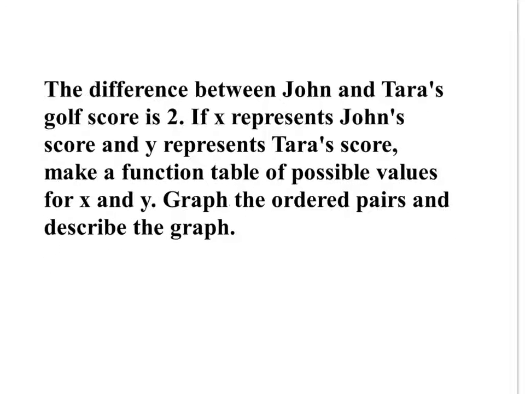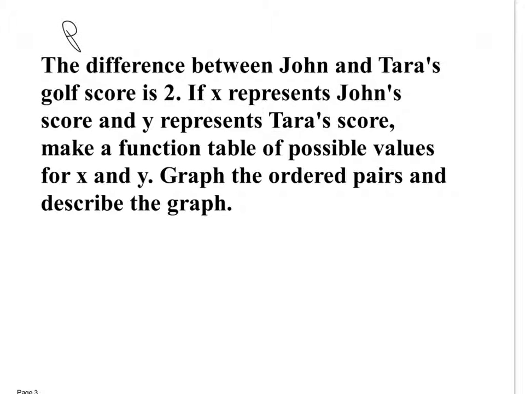Alright, here's what I want you to do. Instead of writing all this down, I want you to write page 97, example 3, and you need to turn to it in your book. It's going to save you from writing all of it. It says the difference between John and Tara's golf score is 2. If X represents John's score and Y represents Tara's score, you're going to do a few things. One is make a function table of possible values for X and Y. The second is to graph those ordered pairs, and then describe the graph. You have to do all 3 of those. Any questions about this?